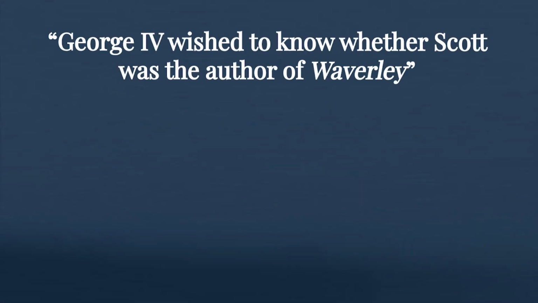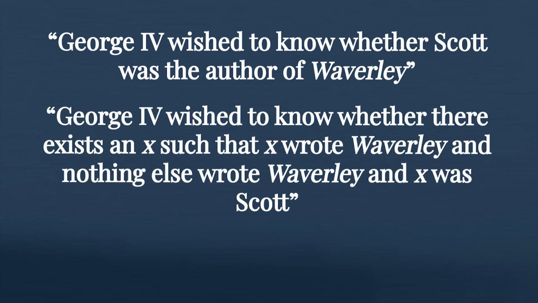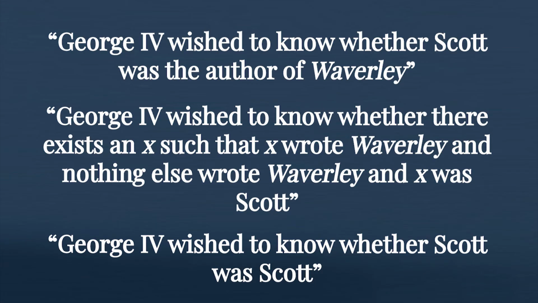For unlike the way he interprets definite descriptions, he thinks that the name Scott does directly refer to its object, Walter Scott. So in his theory, the example sentence is better expressed by saying, George IV wished to know whether there exists some X, such that X wrote Waverley, and nothing other than X wrote Waverley, and X was Scott. And he says this is clearly different in meaning from the sentence, George IV wished to know whether Scott was Scott.